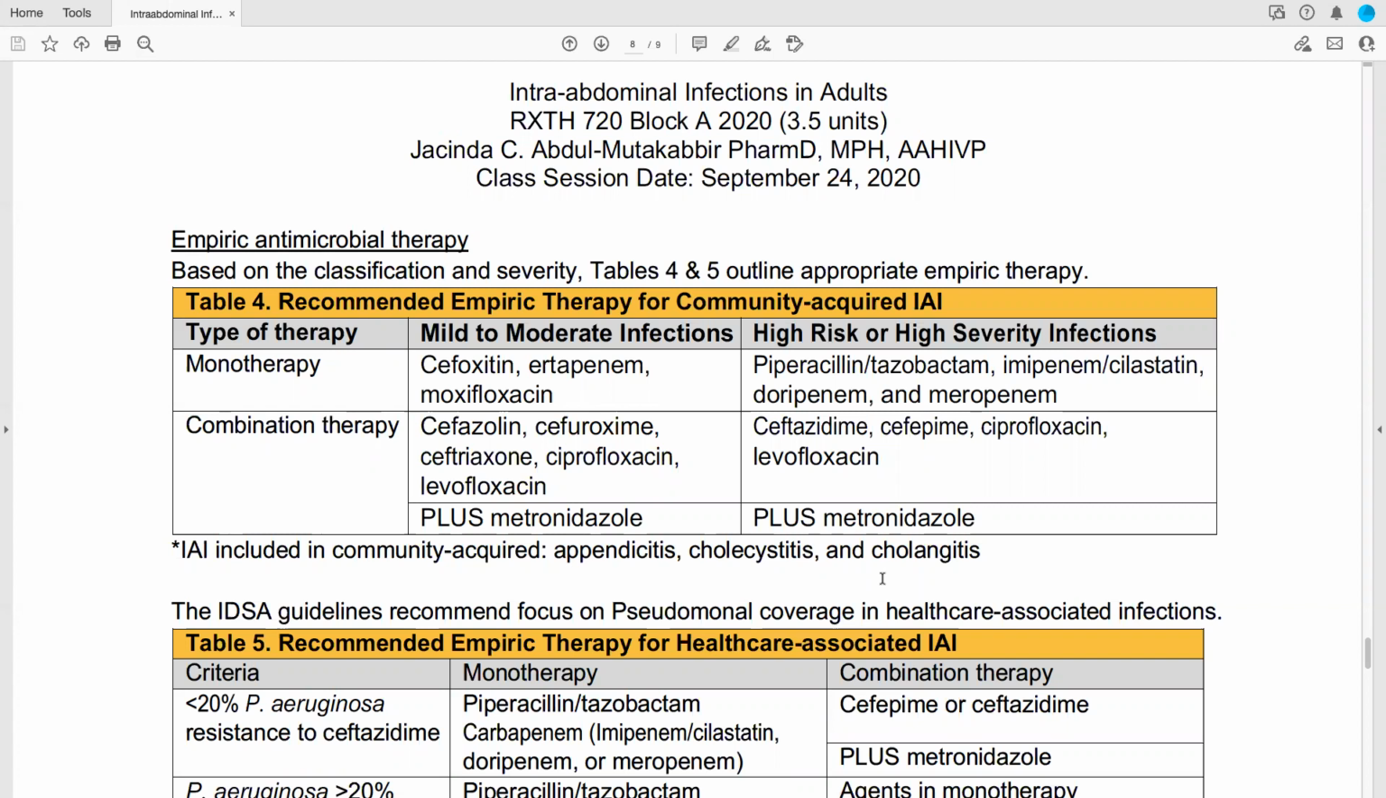If you want to use combination therapy, we know that for our cephalosporins, we do not get anaerobic coverage. So we want to tack on metronidazole there, right? But you will use our lower scale cephalosporins. You can also use your fluoroquinolones. I tend to stay away from those when we have other agents we can use here.